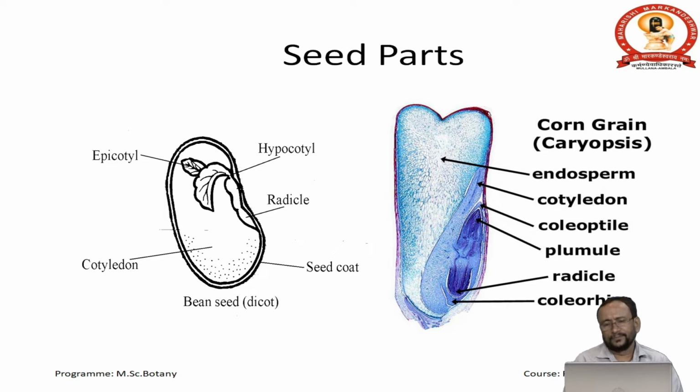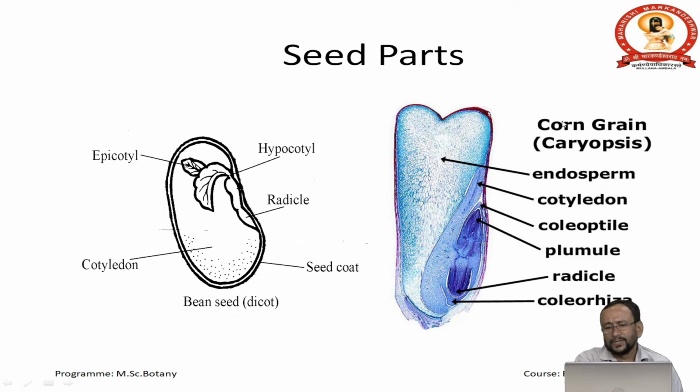Seed parts. Here we can see the epicotyl and the hypocotyl. The hypocotyl is the junction portion of the shoot and root system. Below the hypocotyl there is a radicle, and above the hypocotyl there is the epicotyl or shoot system. The cotyledon is there, in a bean seed basically.